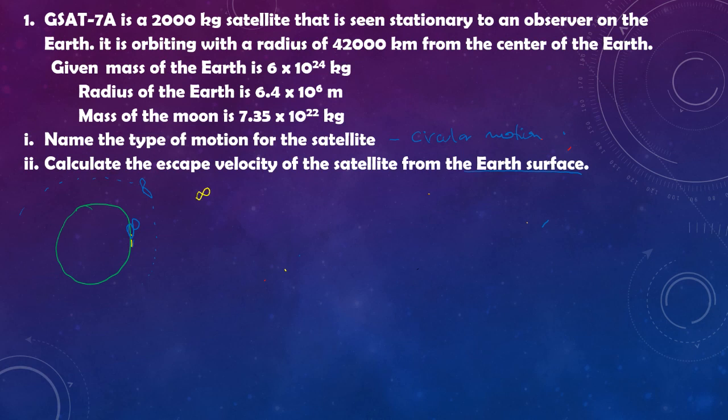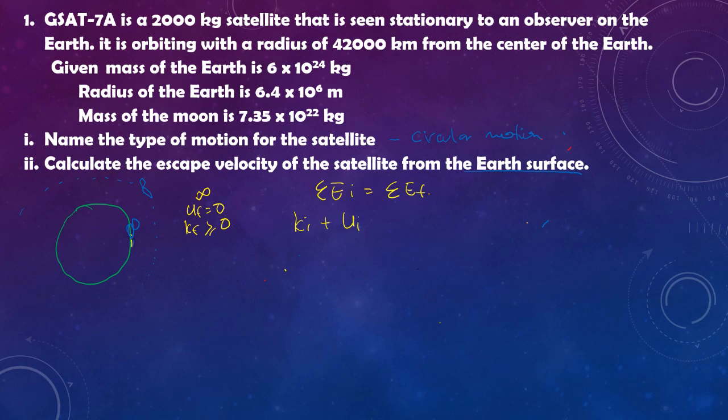At infinity, the gravitational potential energy is equal to 0, and the kinetic energy is almost 0. Now we will be using the concept of conservation of energy. Energy initial is equal to energy final. At the initial point, at the surface of the Earth, it starts to escape or start moving, so we have a kinetic energy and also the gravitational potential energy.